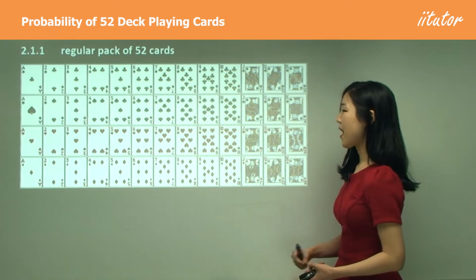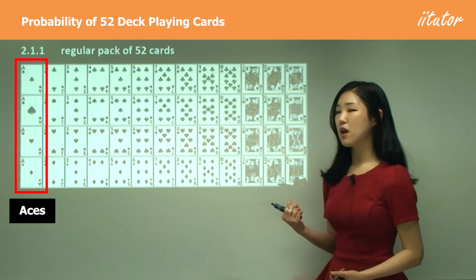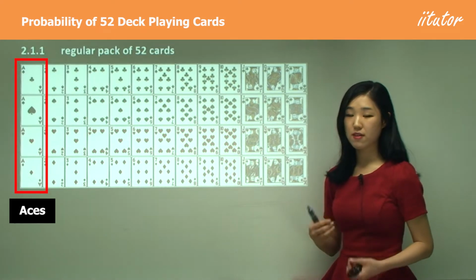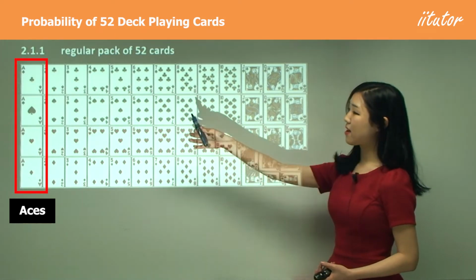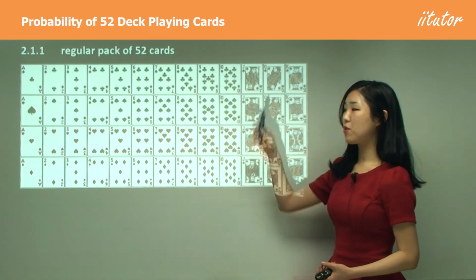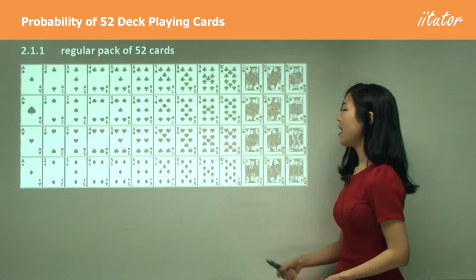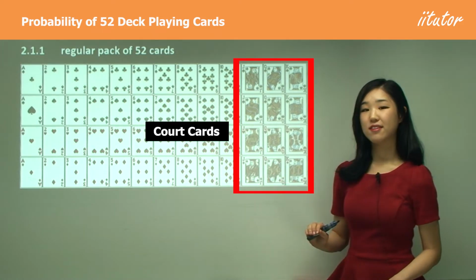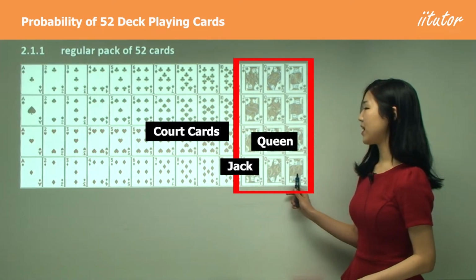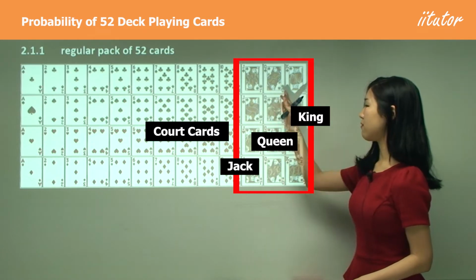So you can see we have 4 aces and we don't have number 1. So make sure you don't think that there's a 1 in the cards. It always starts from 2 up to 10 and there's always 4 of each card. So you can treat A being number 1. And we have court cards. Court cards are Jack, Queen and King. We have 4 of each as well.